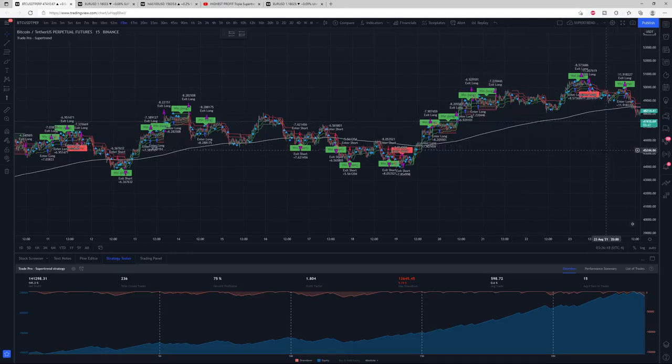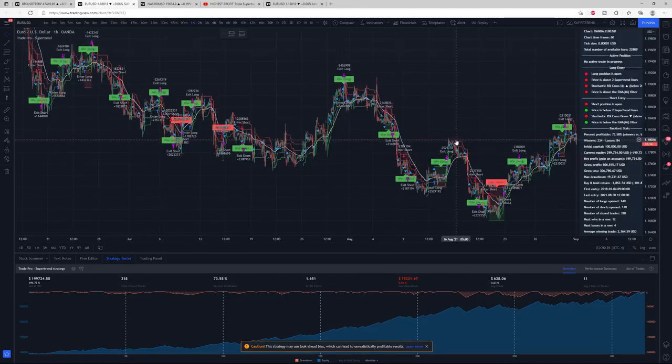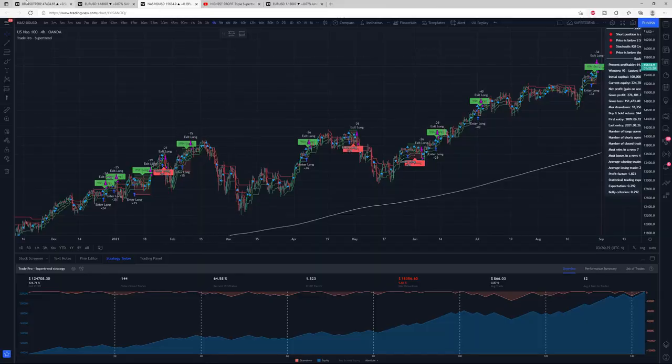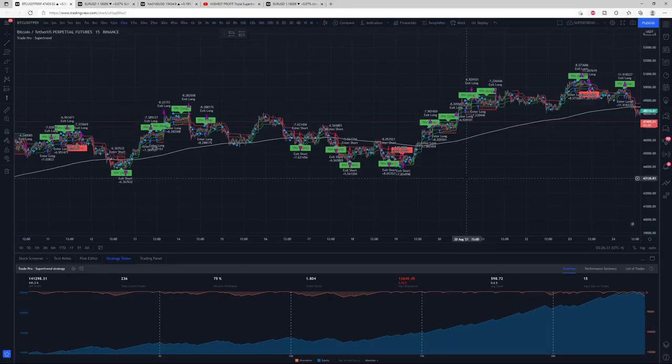Now let's break down the individual settings and customizable features with this script that make it really good and suitable for many different timeframes and markets, like I have here on 15-minute time frame Bitcoin, here on the hourly time frame of euro against the US dollar, and the 4-hour time frame of NAS 100. So each of these has different settings.